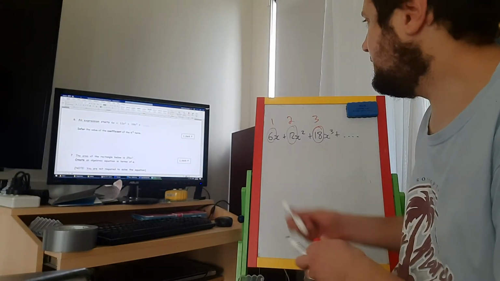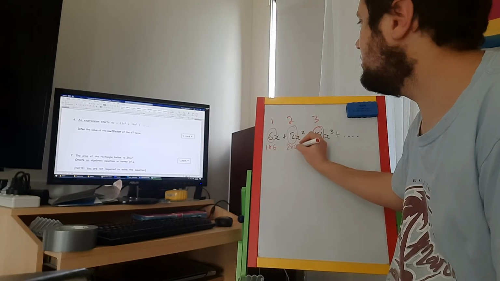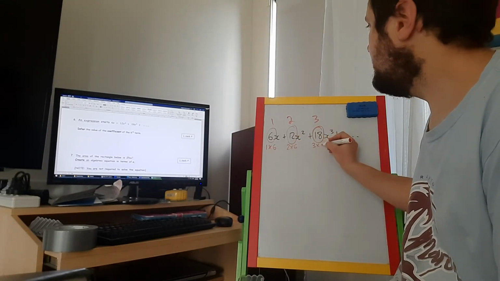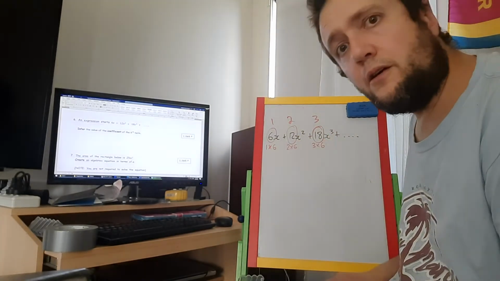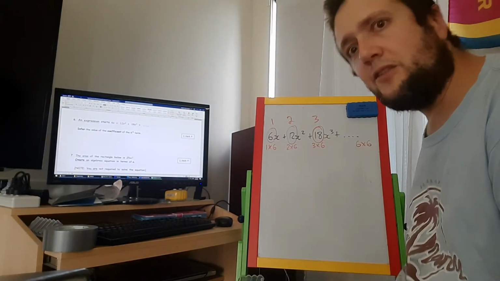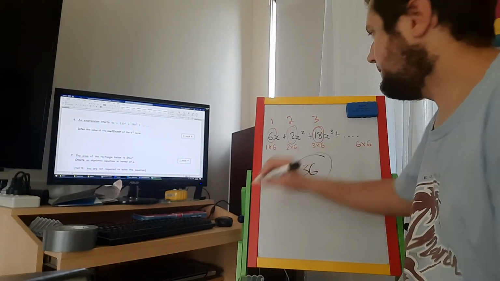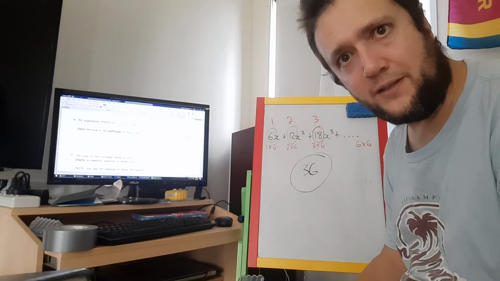So if I look here, the first term is 1 times 6, the second term is 2 times 6, the third term is 3 times 6. So if I wanted the sixth term, I believe that would be 6 times 6. What's 6 times 6? 36 will be the coefficient of the sixth term.